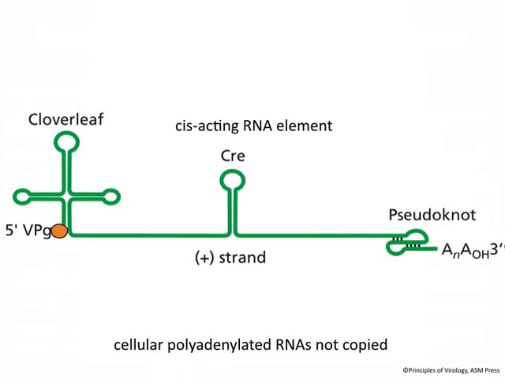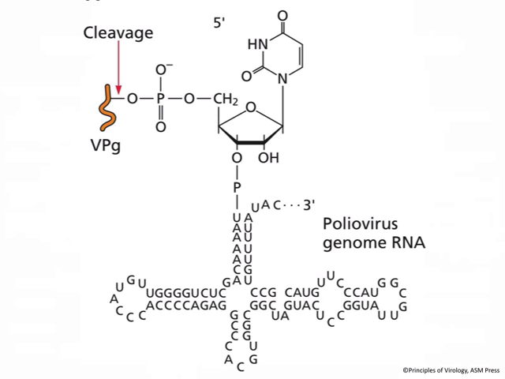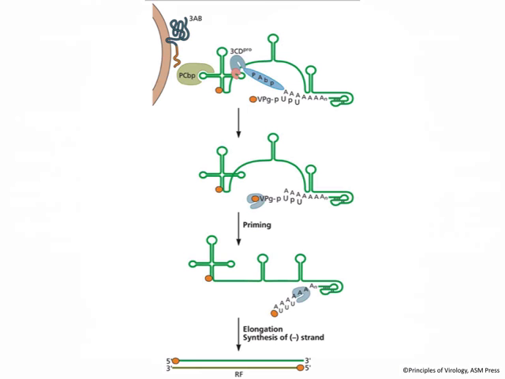Let's talk a little bit about this clover leaf at the 5'. Here's the actual sequence of the clover leaf. And the very first base of the viral genome, which is a U, is linked to the protein by the hydroxyl. It's actually a tyrosine in the protein that is linked to the first phosphate. So this is the small protein linked to the 5' end of the genome through this kind of linkage. And then the rest of the genome follows.